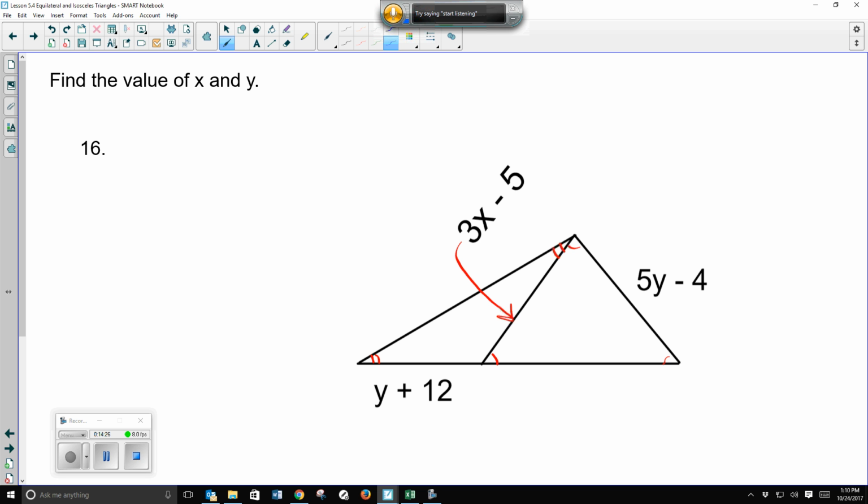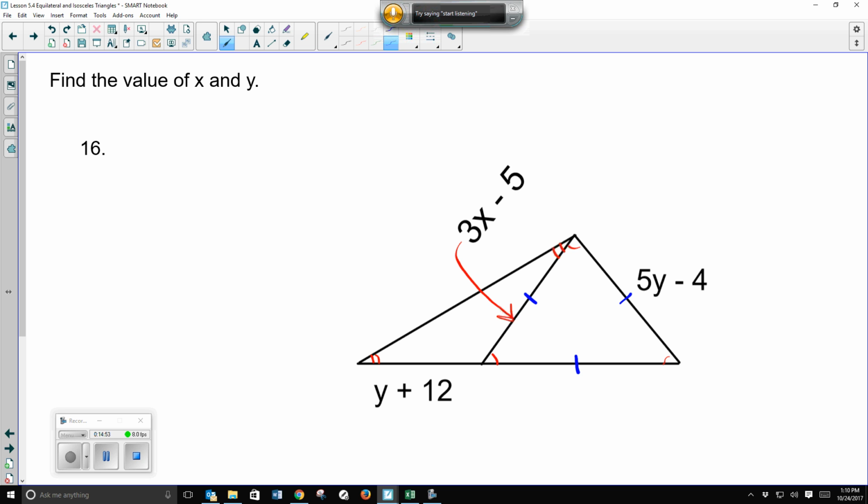We have to find x and we have to find y. Well, it looks like those expressions are representing the sides of the triangles, and we only know something about the angles of the triangles. Nicholas? Well, if you don't look at the left part of the triangle, all the angles are congruent, so that's an equilateral triangle.